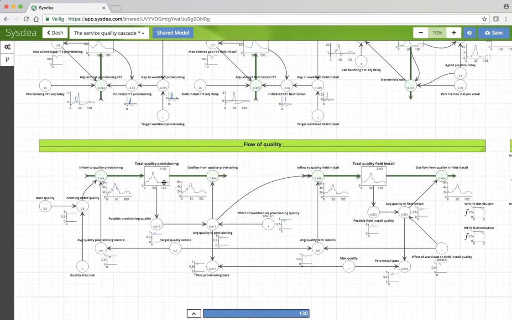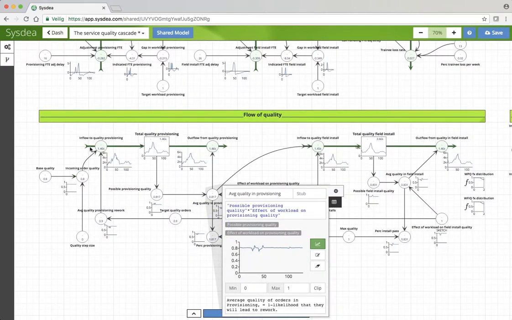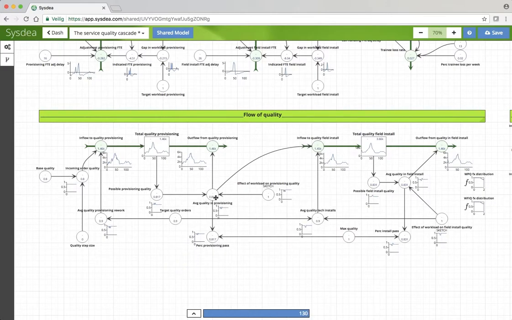What's the average quality in provisioning? That's the total quality in provisioning. That's a rather abstract concept, but if you take the elevator metaphor, it's the weight of all the people who step into an elevator combined, divided by the number of people in the elevator. That's the average weight of people in the elevator. So here we've got the average quality in provisioning, and when we have more work in provisioning rework than we can deal with, we get dips and recoveries in here. They're small and modest, but please don't forget, this is the quality cascade. So this quality that comes out of provisioning flows into the quality in field install.